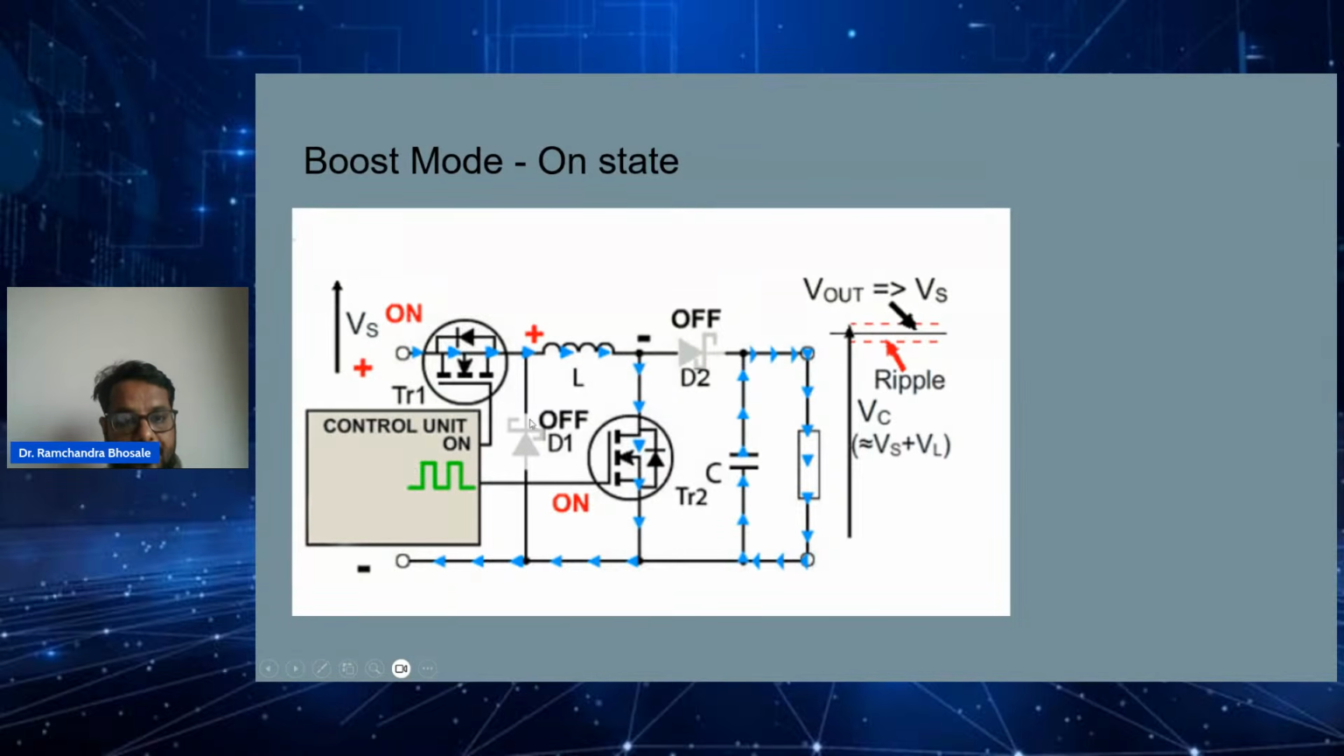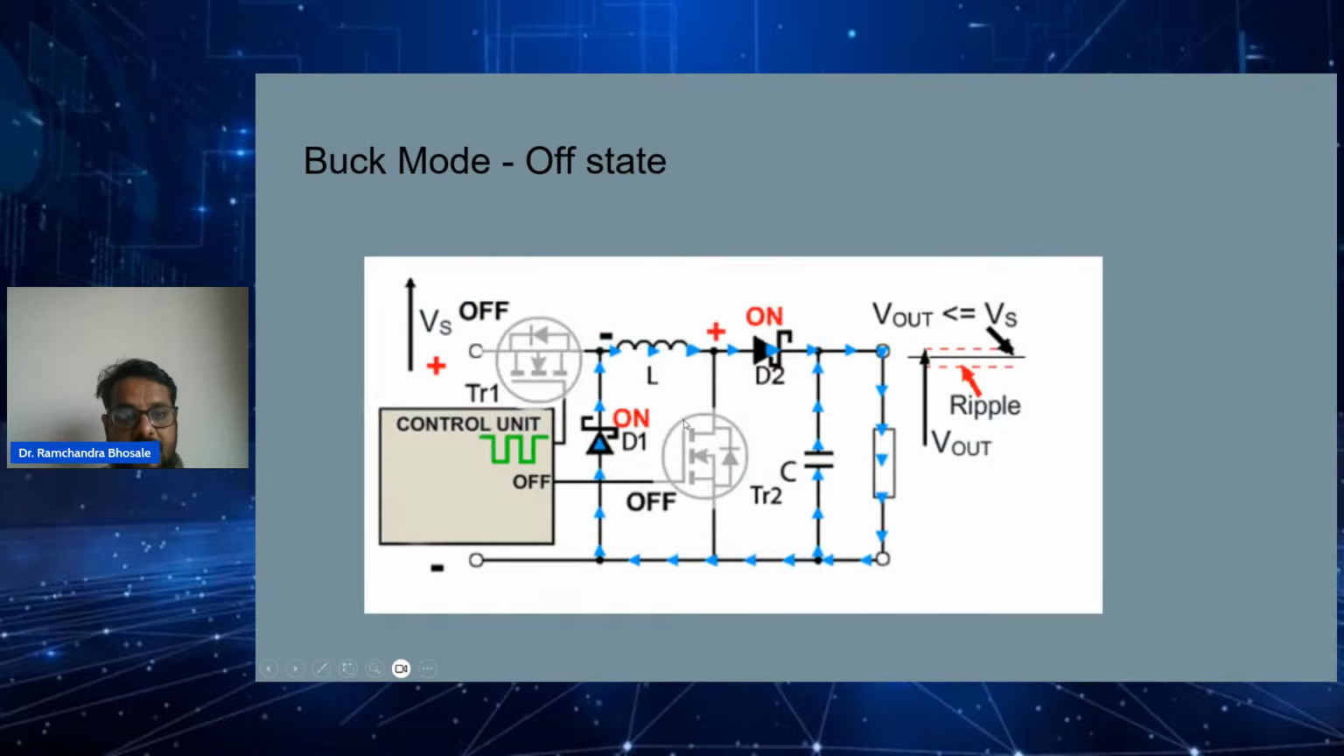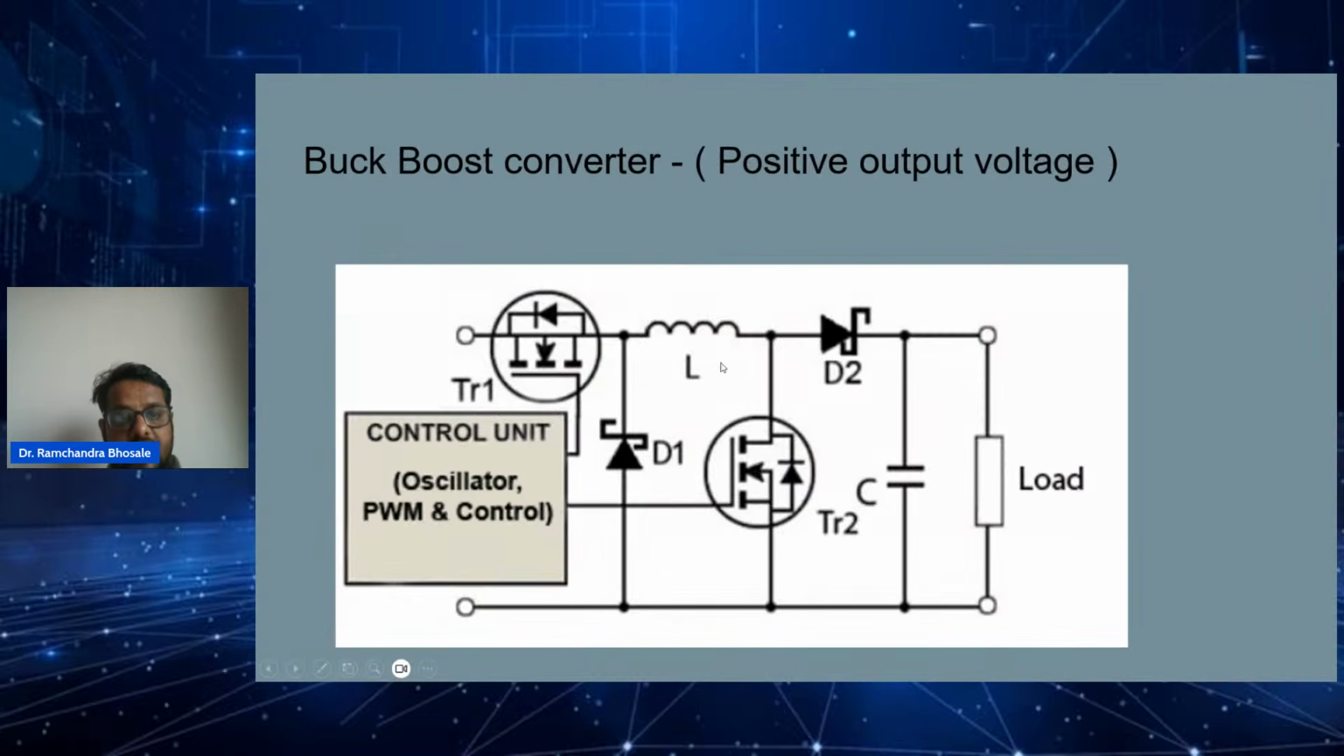So what will happen? The inductor will get charged, and the capacitor will feed the load, and when you turn off this MOSFET, what will happen? This inductor will further feed the load. Okay, so you'll get similar operation like a boost mode. So this is the circuitry where you will get positive output voltage, and in this case you can do both buck operation as well as boost operation, but here the component count is higher.